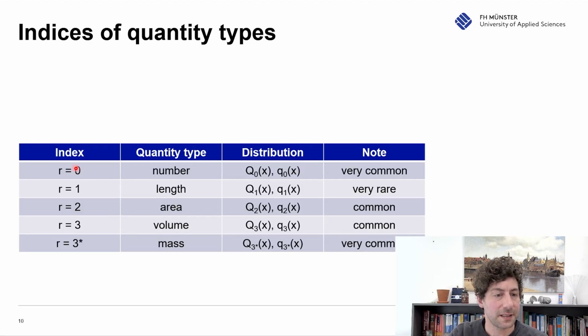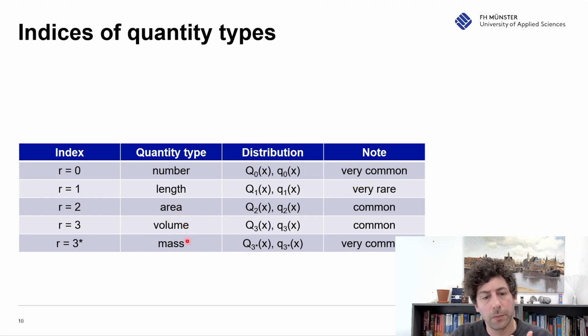So the index here, 0, 1, 2, 3 or 3 star, the 3 star is not always given, tells you how I measured my particle size. So 0 would be number, so it means I count them, and this is very common. 1 would mean I measure their length. I don't count by length, I measure length, and this does not really happen.